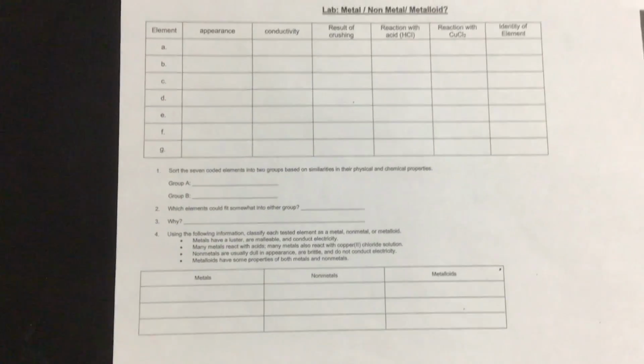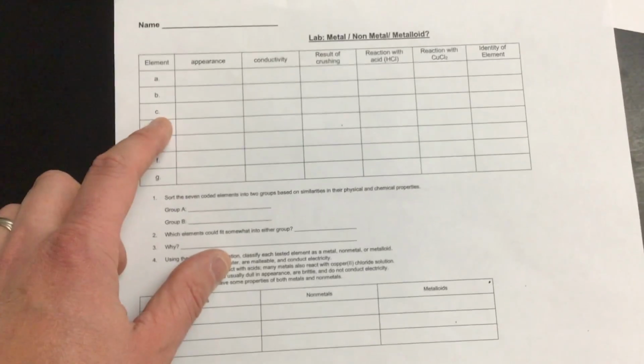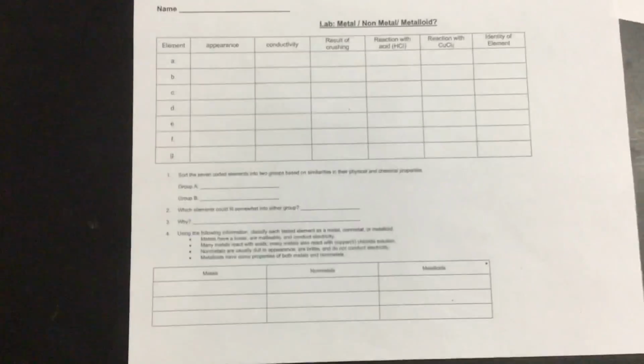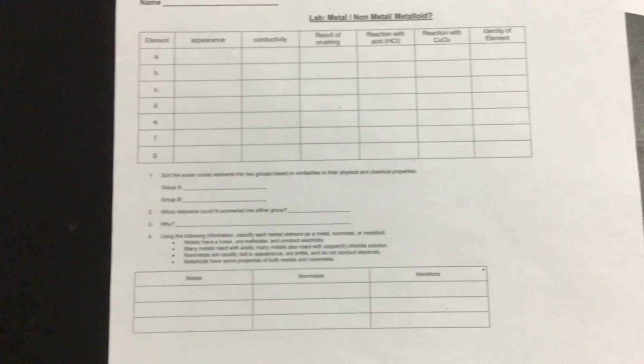I will give you a hint that of the 7 elements, A through G, only one of them is a metalloid. Okay? The other ones are metals or nonmetals. And again, C is not carbon. These are just random letters given to these 7 elements in the periodic table. Your job then is to take the information from the experiment and be able to classify them based on properties of metals, nonmetals, and metalloids.